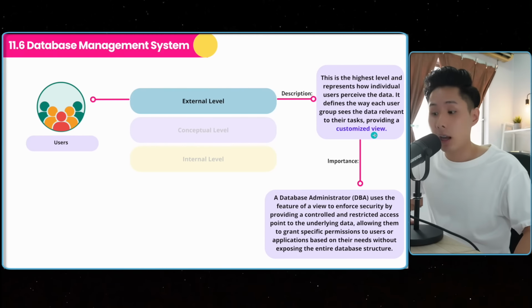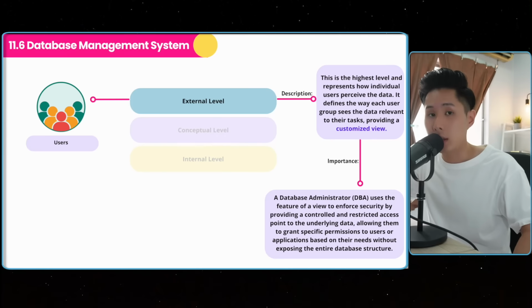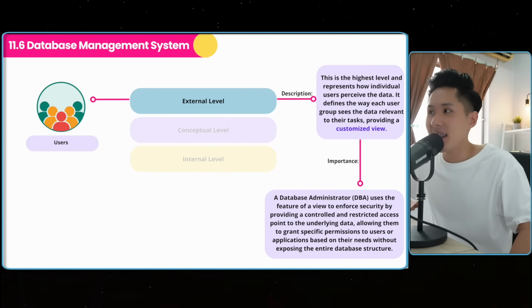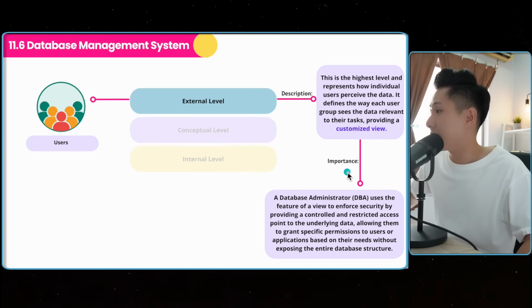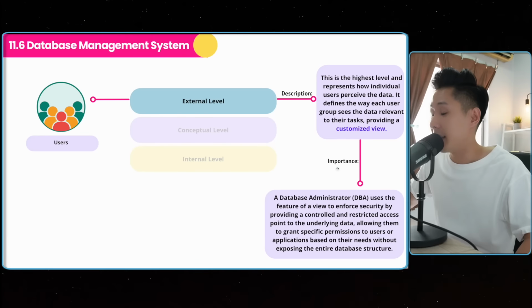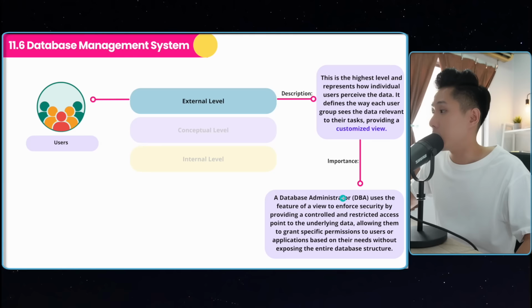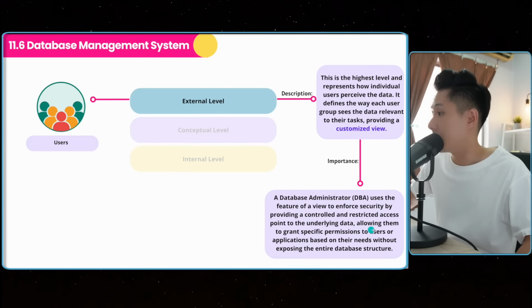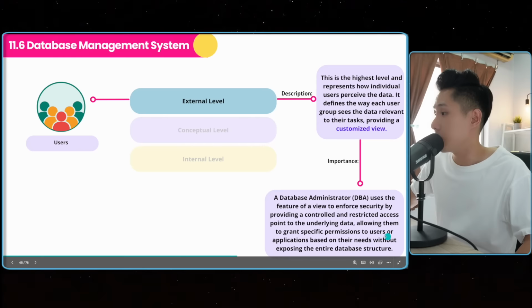So in the example just now, I want to only see students who achieve a grade of A. In that case, this is what the user will tell the program. I only want to see students who got an A. He doesn't have to care about how data is structured and called. This is external. And the importance of having this layer is so that the DBA that we talked about just now can limit the access to data to certain users. It provides control and restricted access to the underlying data, allowing them to grant specific permissions to users or applications based on their need without exposing the entire database.